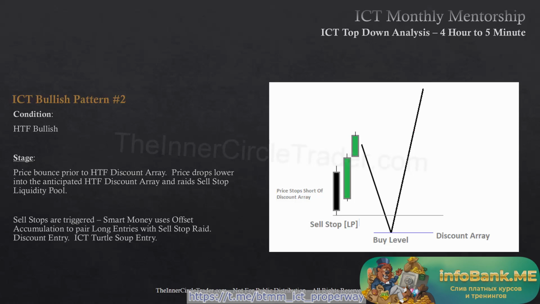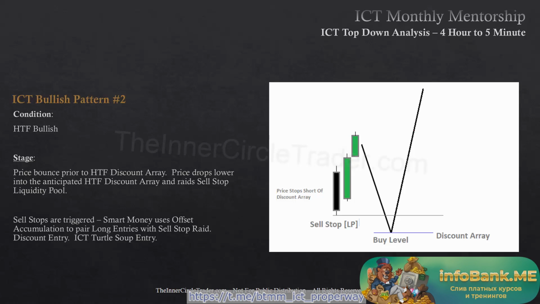Price drops lower into the anticipated higher time frame discount array at a later time and raids sell stops in the form of a liquidity pool. Sell stops are triggered. Smart money uses offset accumulation to pair long entries with sell stop raid, discount entry, ICT version of turtle soup. Now, when you look at Street Smart's book, where I got the inspiration for this pattern, it doesn't map it out like this. It just gives you, here's a low, goes down below the low, buy it there. That's a little myopic in my opinion. There's got to be some other understandings, and this is how I look at it.